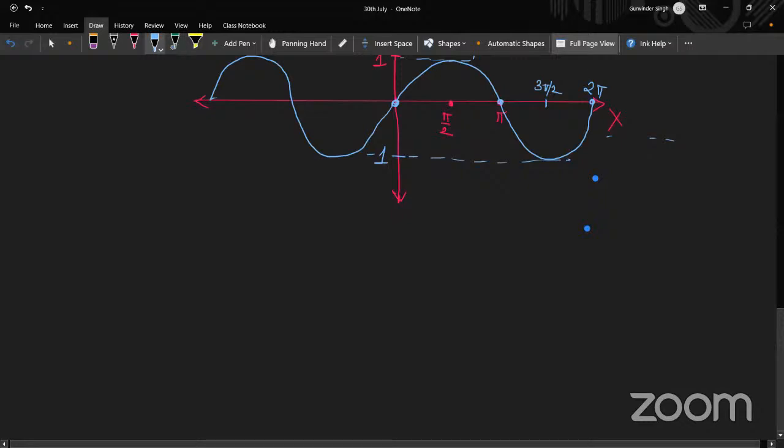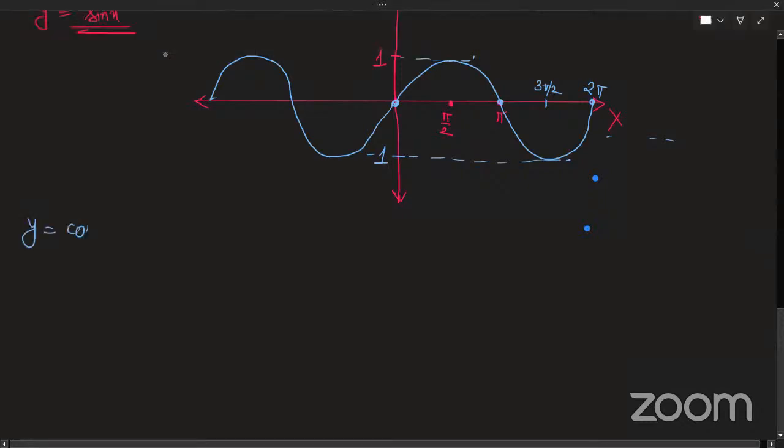Yes, y is equal to cos x. It is almost the same.